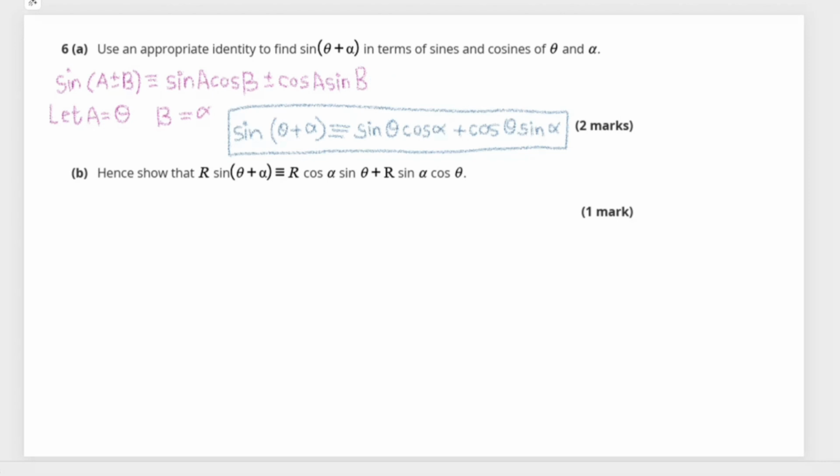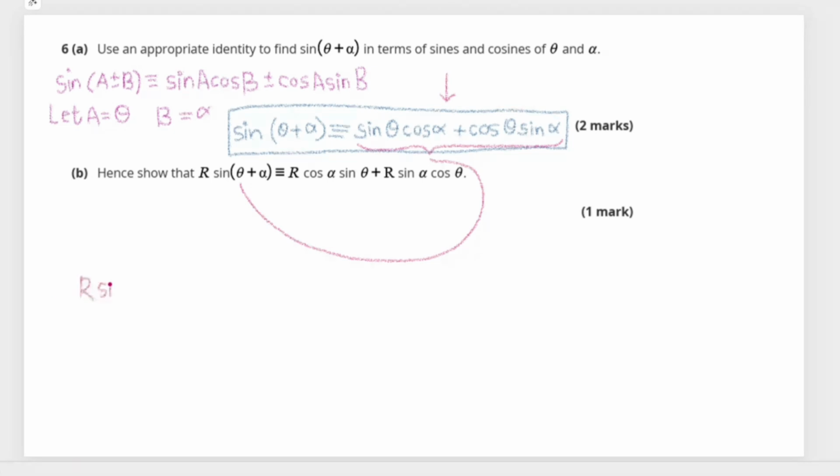Hence show that r times the sine of theta plus alpha is identically equal to r times the cosine of alpha multiplied by the sine of theta plus r times the sine of alpha multiplied by the cosine of theta. This is what I want you to see. So we are going to substitute the right-hand side of the identity from part A, from this answer here, into the left-hand side of the identity in part B. Let's do that. This is what it will look like.